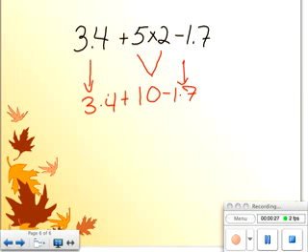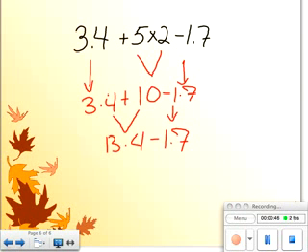So we're done with the multiplication and division. The next step is to subtract and add from left to right. The first subtraction or addition is right here, and 3.4 plus 10 is 13.4. And I bring down the 1.7.